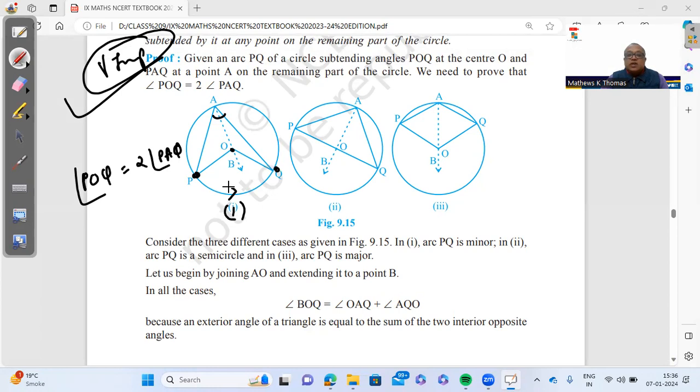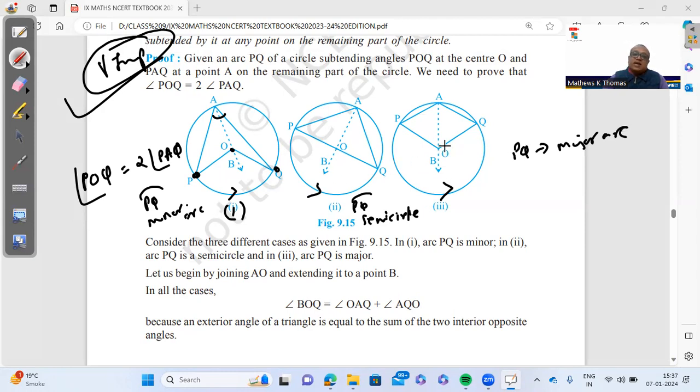So why are there three diagrams? Because here PQ is the minor arc. If you see here, PQ is a semicircle. And here, if you see, PQ is a major arc. So that is why there are three diagrams.